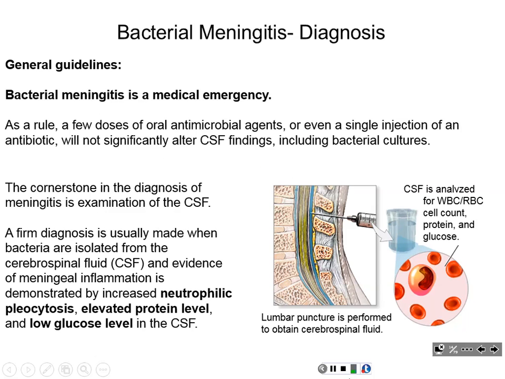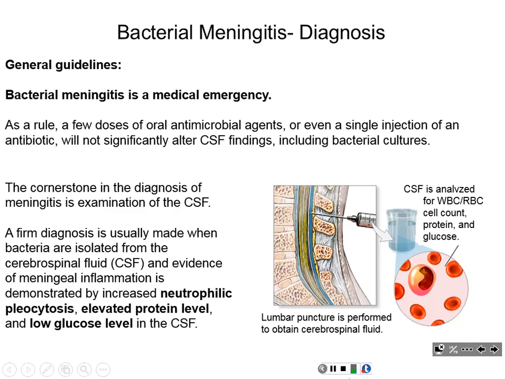So our diagnosis here. I've said this a few times, probably means it's important. If an infection proceeds from asymptomatic to emergency department presentation in a couple of hours, it can proceed to death in a couple of hours. So this is a medical emergency. We want to treat this really fast. As a rule, a few doses of antibiotics or even a single injection of antibiotics are not going to significantly alter the CSF findings, including bacterial cultures, but we did take blood samples just in case, right? Blood samples, maybe neuroimaging if we think there could be cause for herniation, then lumbar puncture.